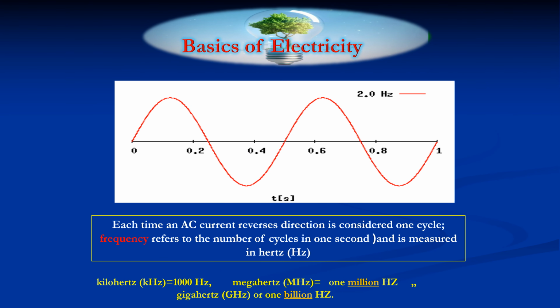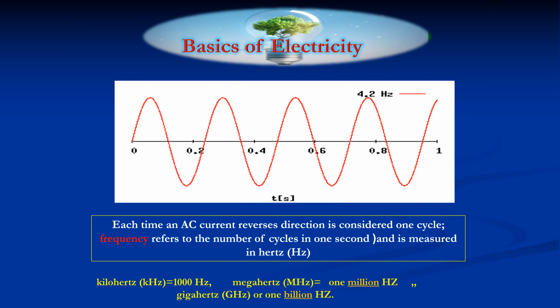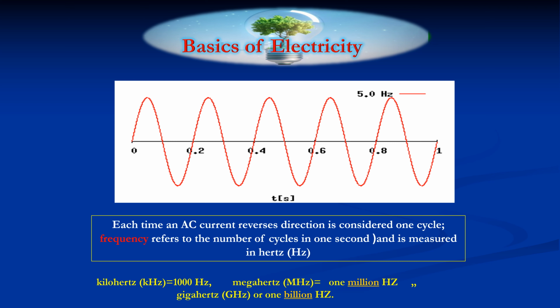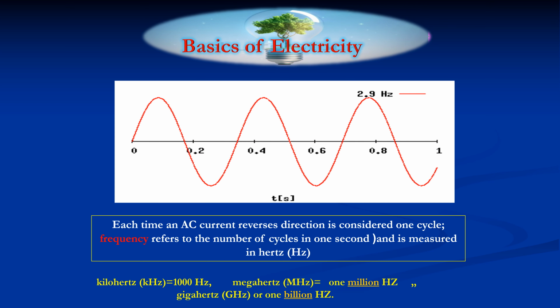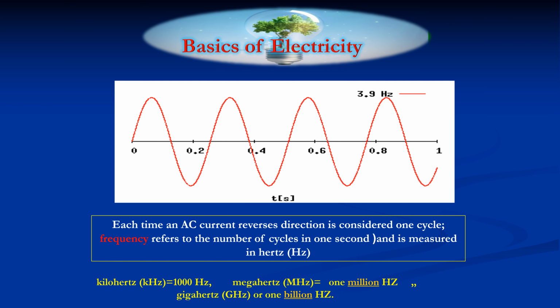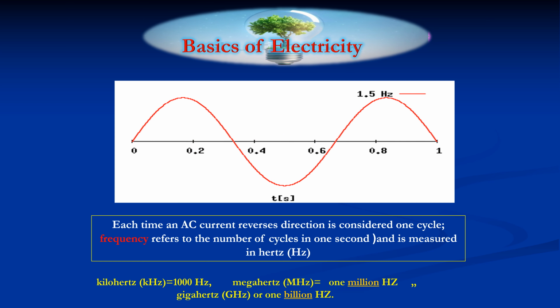Again, each time an alternating current reverses direction is considered one cycle. Frequency refers to the number of cycles in 1 second and is measured in hertz. Kilohertz is equal to 1000 hertz.